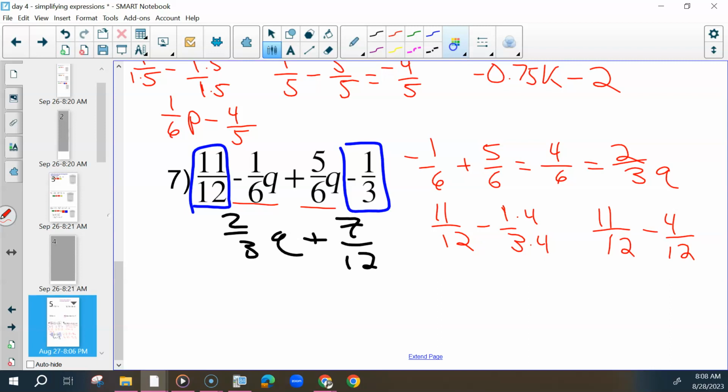Then subtract your numerator, so we have 11 minus 4, which is 7. Keep your same denominator.